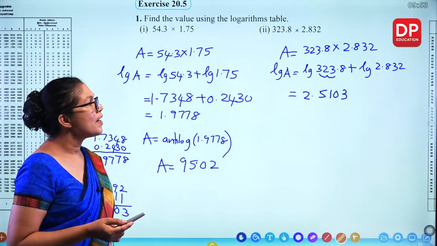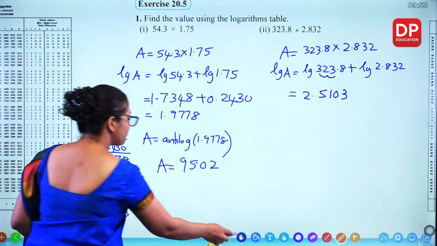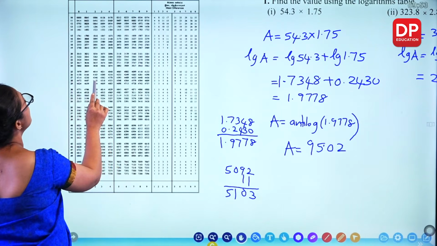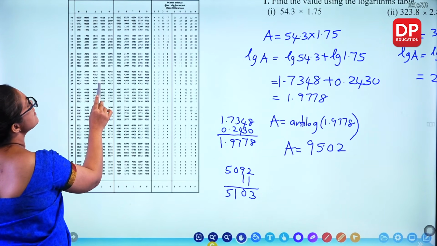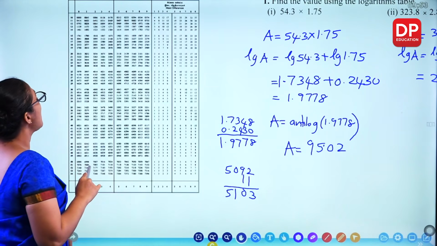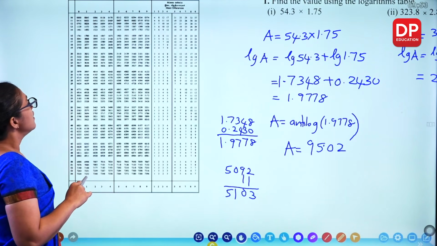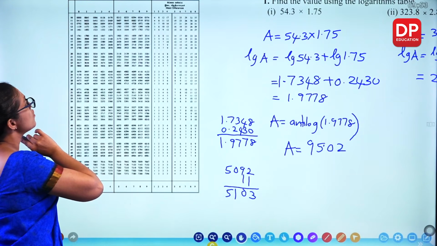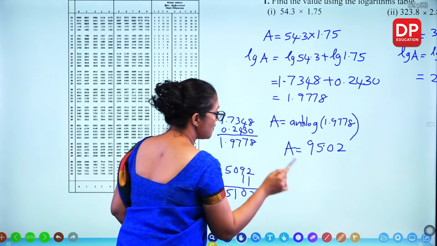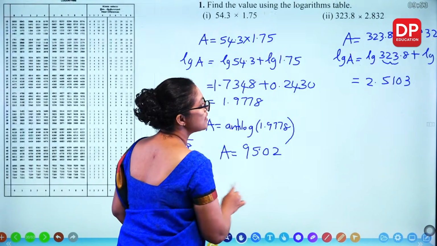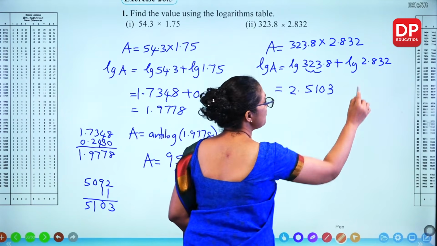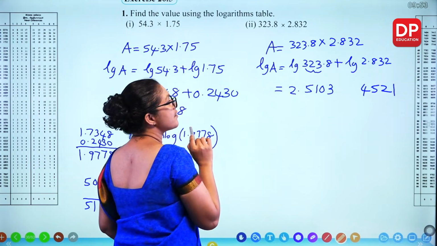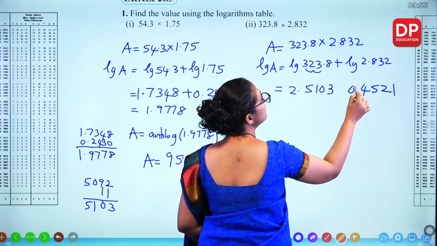2.5103. Then the next one, 2832. 2832, 2 is 3. So 45. 18 plus 3, you get 21. 4521. And this characteristic is 0.